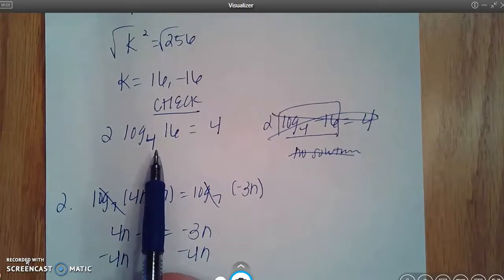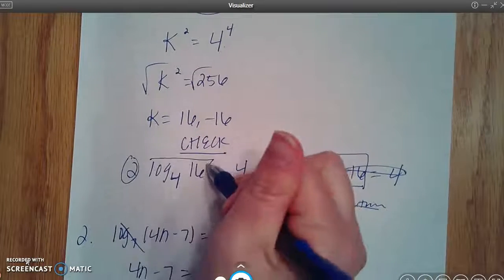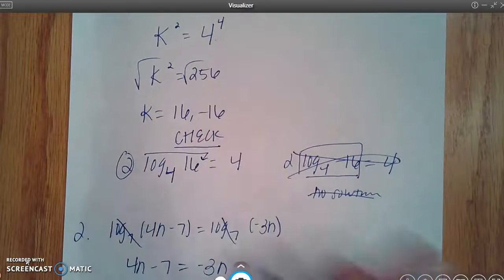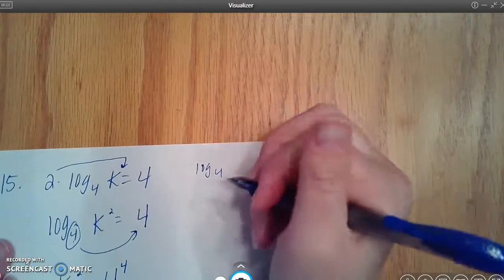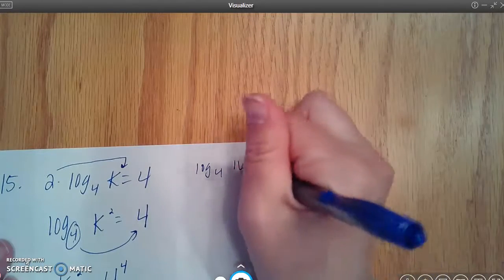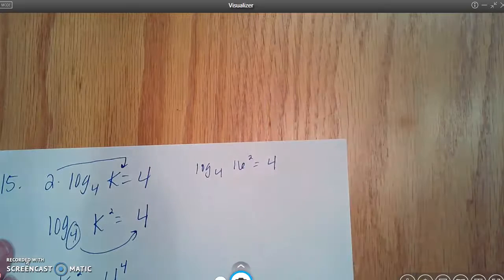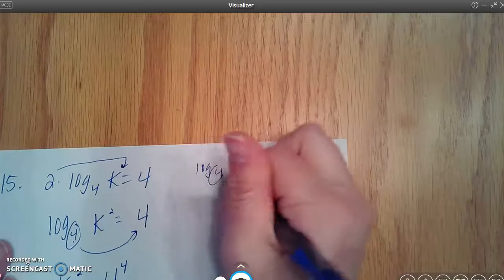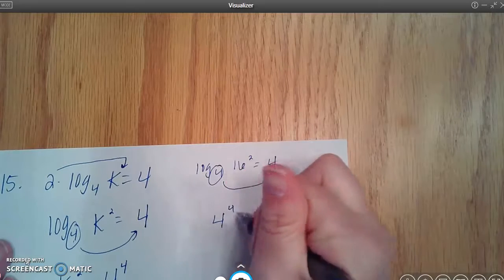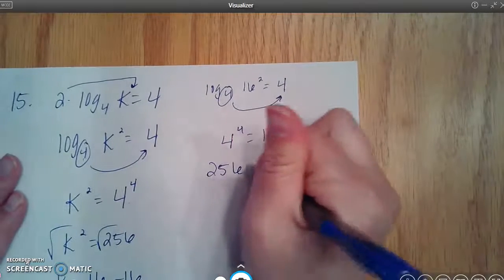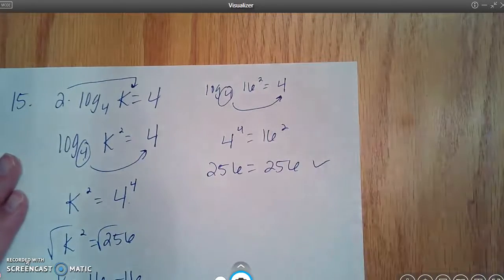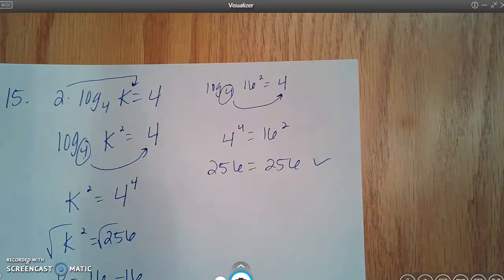The reason that this one works is because if you take your 2 and you bring it back over here, I'm going to run out of room. You get log base 4 of 16 squared is equal to 4. And then if I were to rewrite this, take your log base, and you would have 4 to the 4th is equal to 16 squared. You can see that you'd get 256 is equal to 256. So that's how you get your answer to work on number 15.